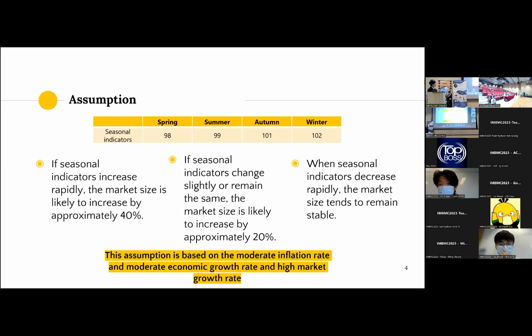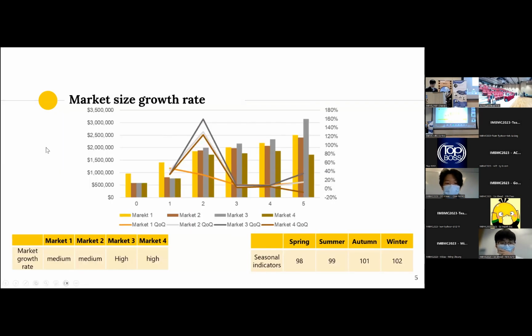To give some assumption, like if the seasonal indicators increase rapidly, the market size is likely to increase about 40%. But actually, this assumption may not fit our reality, because from round zero to round one, there were three teams that created the market, which means that the left teams have suffered a lot of lost sales. So we can see that from round one to round two, the market size is increasing by almost 200%.